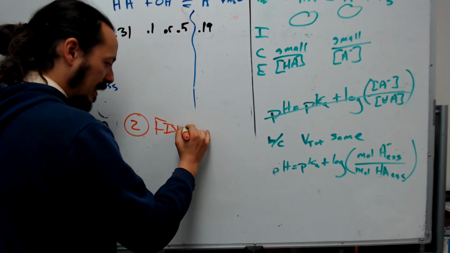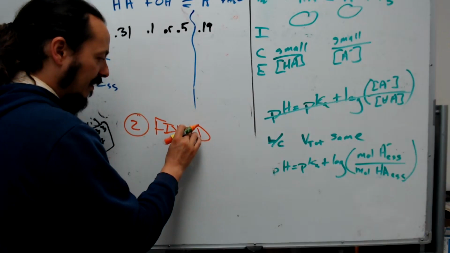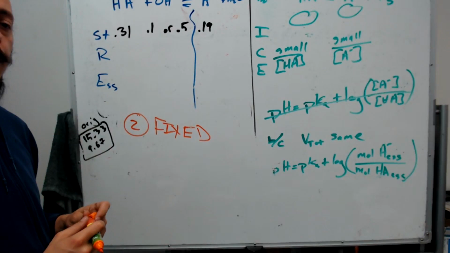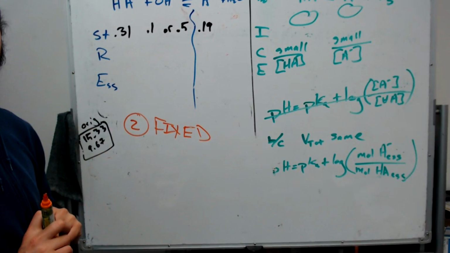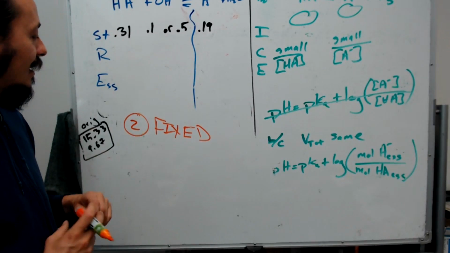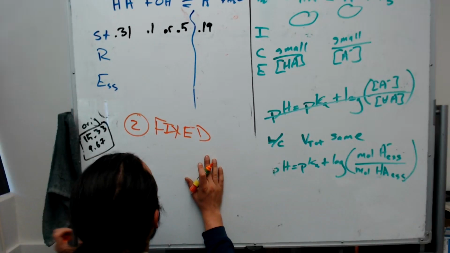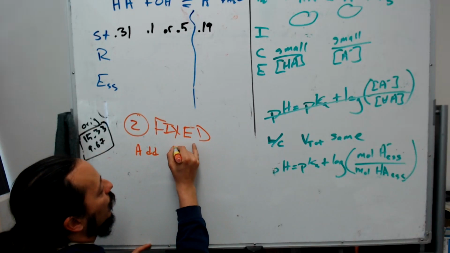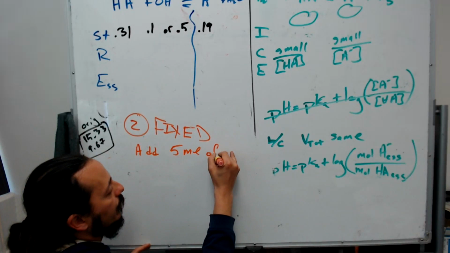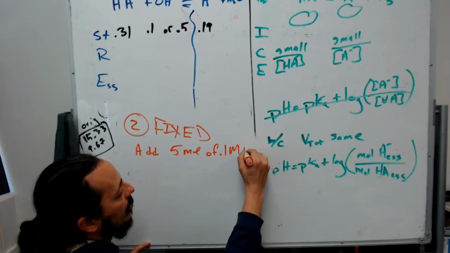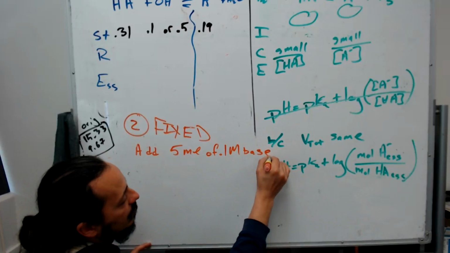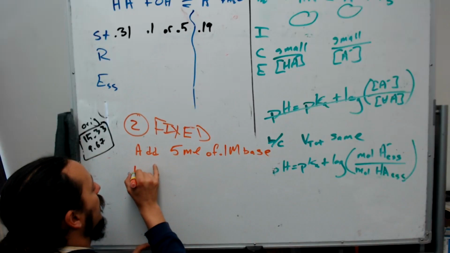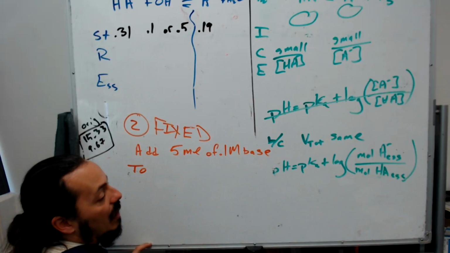If I could spell. This is how we fix that one. I just got ahead of myself. I got sidetracked. I got too excited that I was on camera. Whatever. All we're doing in this one, we'll do the 5 milliliters, 0.1 molar base. 5 milliliters, 0.1 molar base. How much buffer?